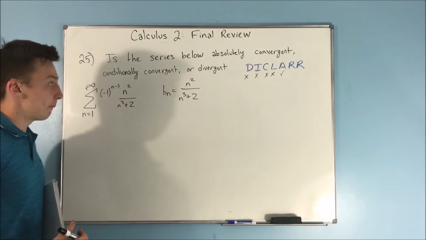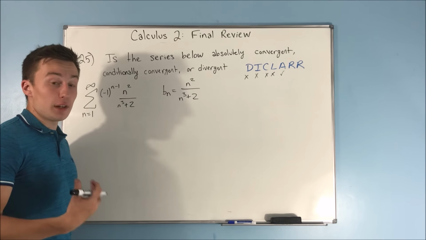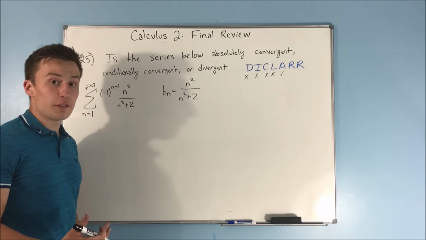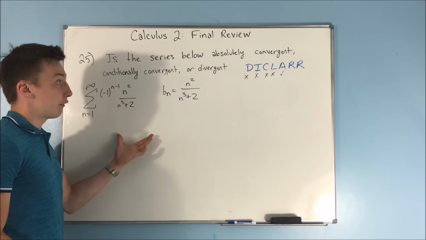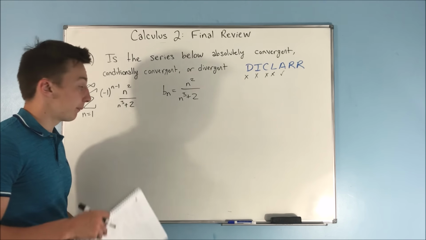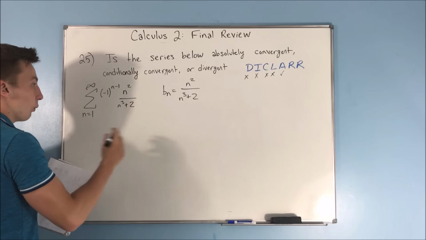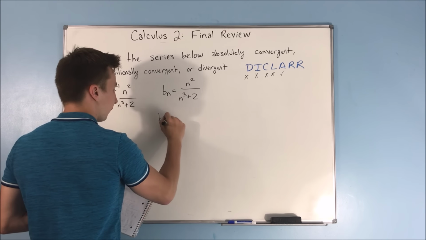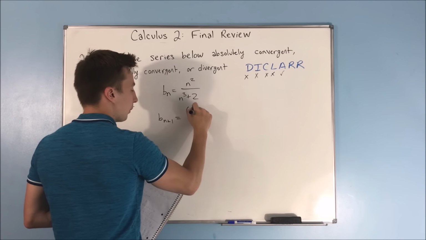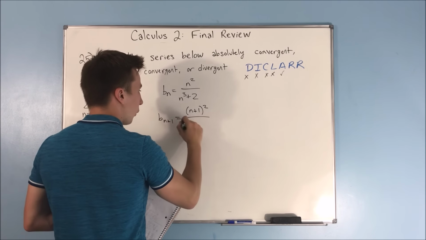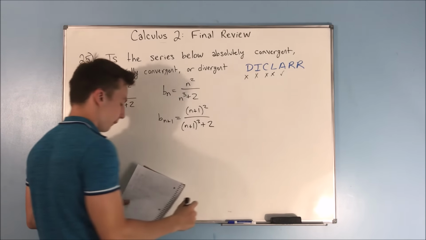Now what we have to do is see if this is decreasing, and then if it is, let's take the limit as n approaches infinity and see if that's going to equal 0. If it is, then we know that this is convergent by the alternating series test. So first, let's see if this is decreasing. Let's see what b sub n plus 1 is going to be. b sub n plus 1 is just going to be n plus 1 quantity squared over n plus 1 quantity cubed plus 2.